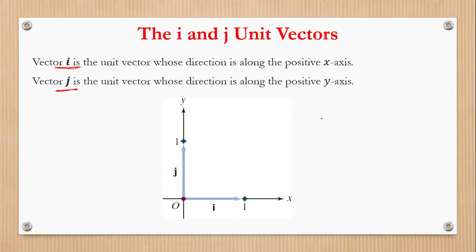So what does it mean? It means if I have a vector v, whose components are 2 and 5, it means we have two unit vectors along the positive x-axis and 5 unit vectors along the positive y-axis, which means I will have 2i and 5j, because the lengths of each of these vectors are 1.